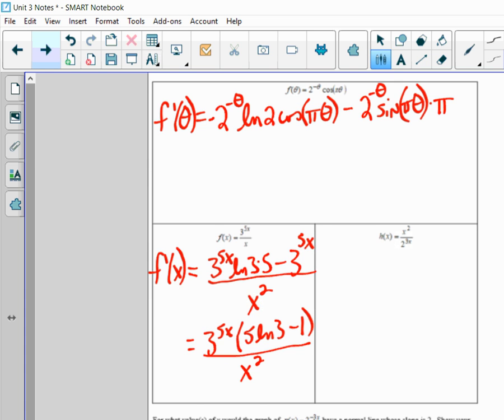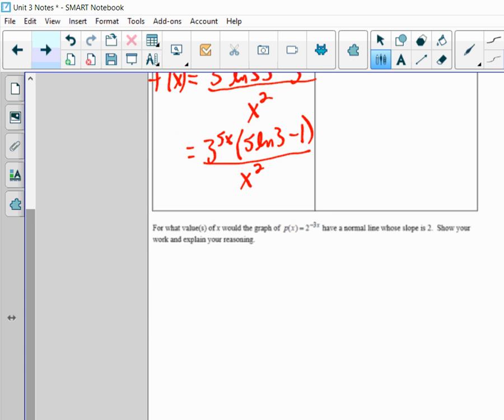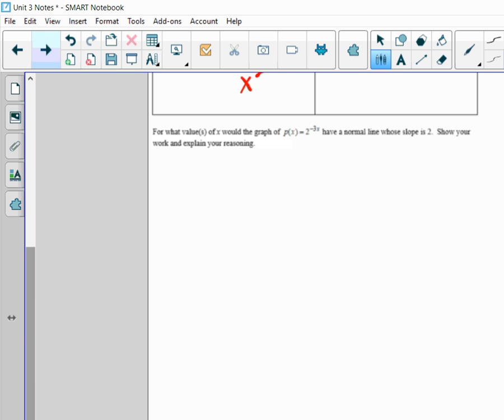All right, let's look at the bottom one here. It says, for what values of x would the graph of p of x equals 2 to the negative 3x have a normal line whose slope is 2? Show your work and explain your reasoning. So if the normal line has a slope of 2, that means the tangent line has a slope of negative 1/2. So we want to show where the derivative equals negative 1/2.